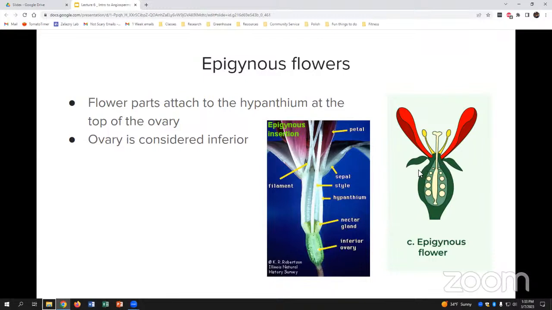And then we can see that the ovary is basically contained within this lower structure. So here we see what that would look like potentially in a real flower. Here we see an inferior ovary, and all these other structures inserting above the ovary. So that's an epigynous flower.